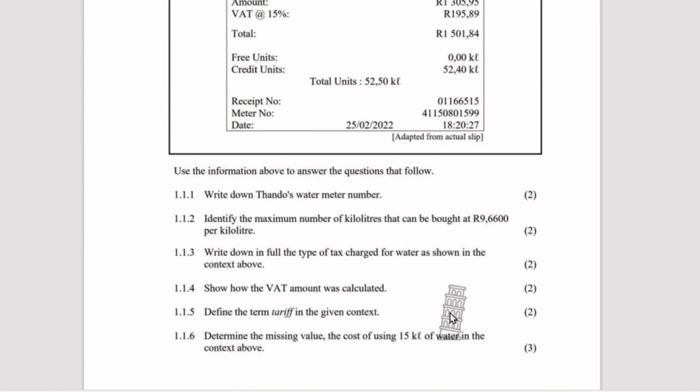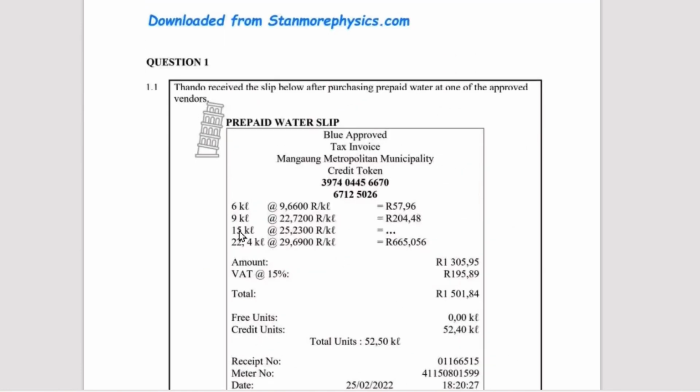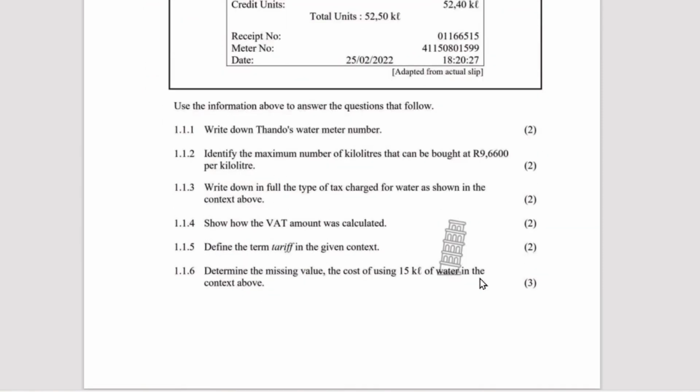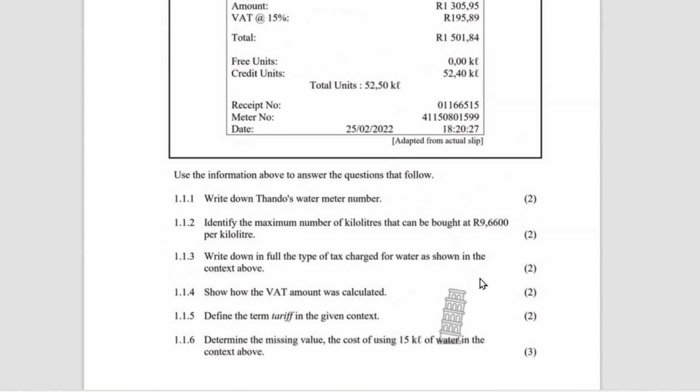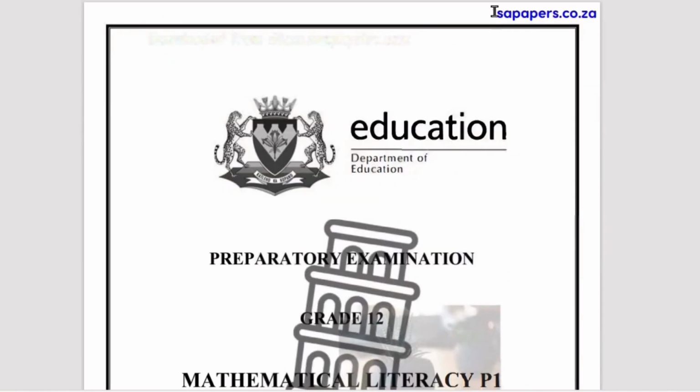Question 1.1.6 says, determine the missing value, the cost of using 15 kiloliters of water in the context above. You can multiply there and get your answer. You can say 15 kiloliters multiplied by 25 rand 23 cents, and you'll get your answer, which is 378.45. So yes, that is question 1.1 up to 1.6. Okay guys, that has been question 1.1.